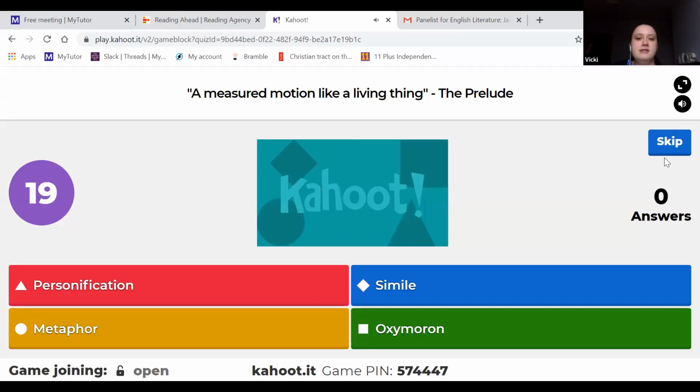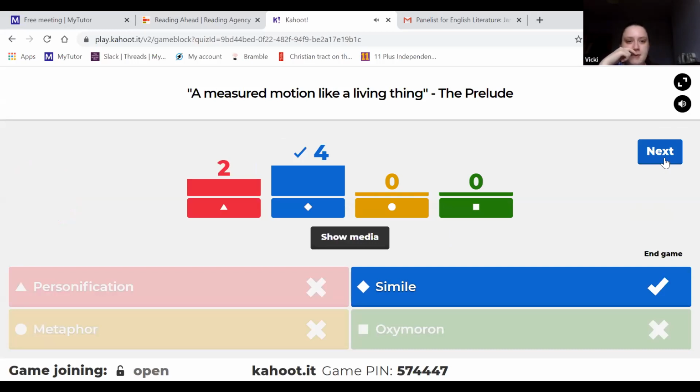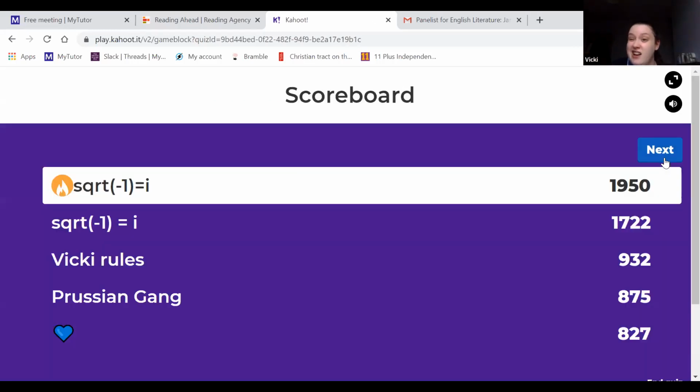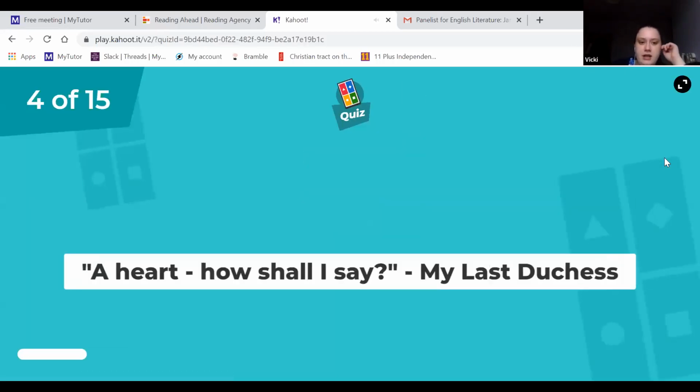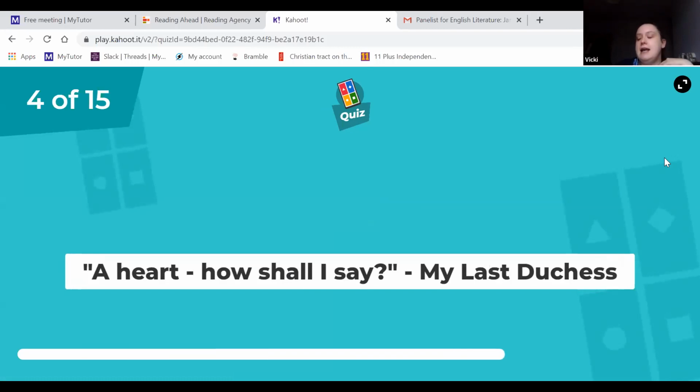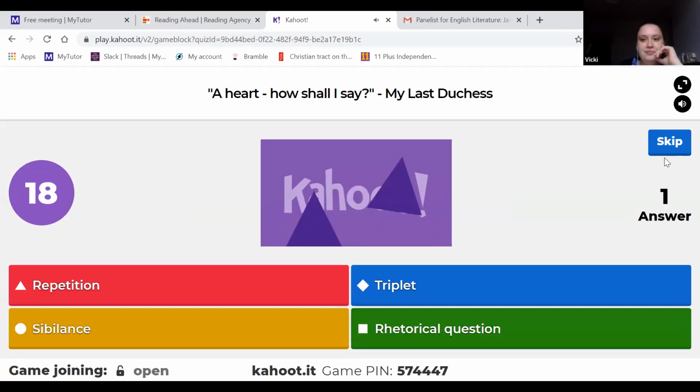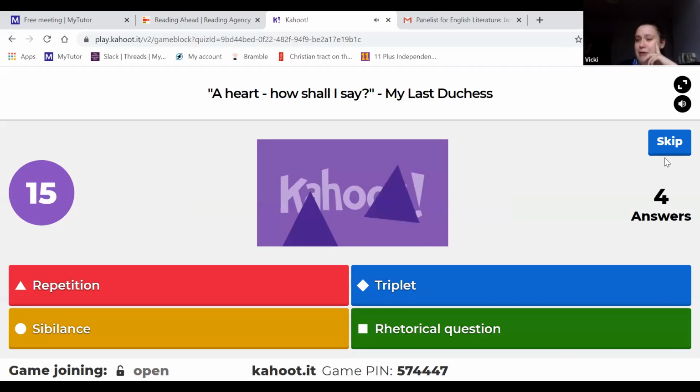"A measured motion like a living thing." I've got a feeling that for some of these there might be more than one answer, so if there's two which you think it might be, then you're probably right in thinking that there might be two that it could be. Simile, yep. Although personification is not too far off, because it's saying like a living thing, it's not saying it is doing something in that way. "A heart, how shall I say", My Last Duchess. A very long poem and a really tricky and complex one as well.